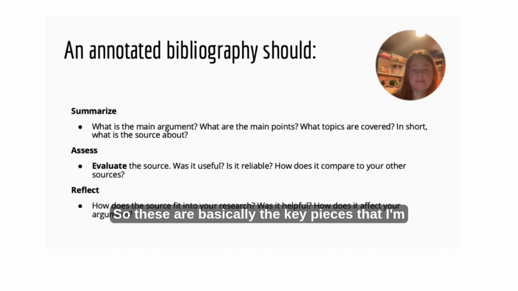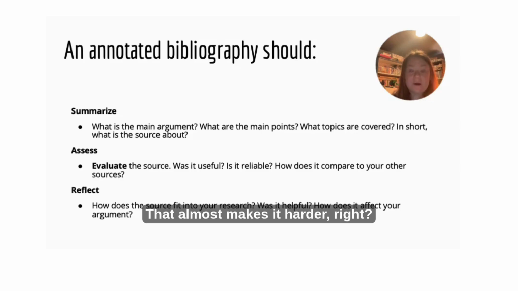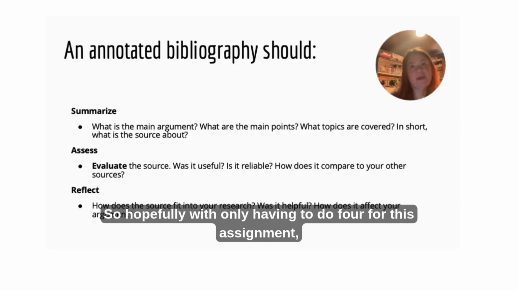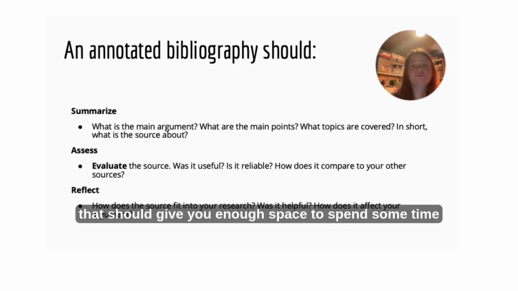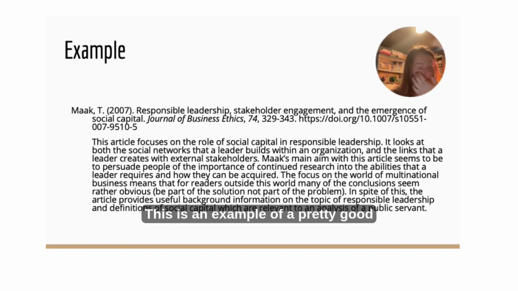So these are basically the key pieces that I'm going to be looking for. So you're summarizing it, you're evaluating it, and you're reflecting on it. Summary, sentence or two. Evaluation, a sentence or two. Reflection, a sentence or two. It's not that long. That almost makes it harder, right? Being concise, using fewer words to say more things. But it's really a good skill to be able to develop. So hopefully with only having to do 4 for this assignment, that should give you enough space to spend some time revising before you submit. So I have an example here. This is an example of a pretty good annotated bibliography entry. So take a minute and just read through, pause the screen, read through.